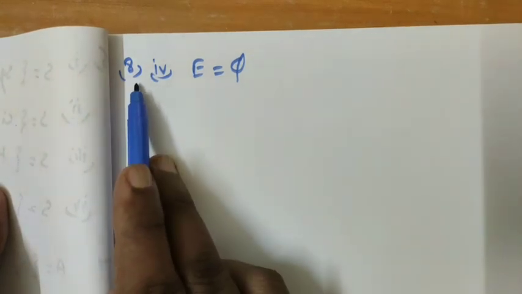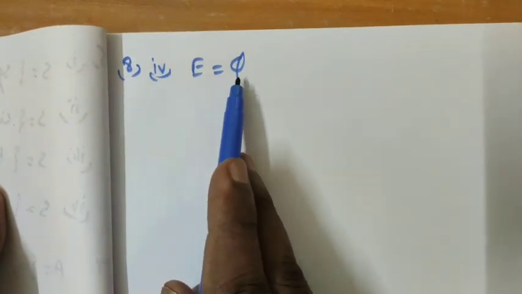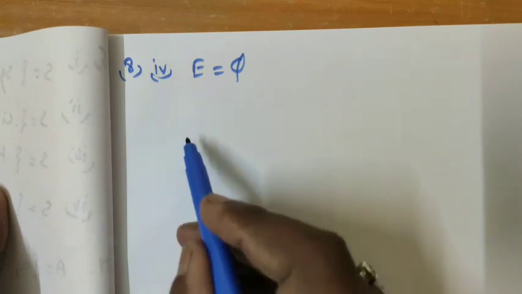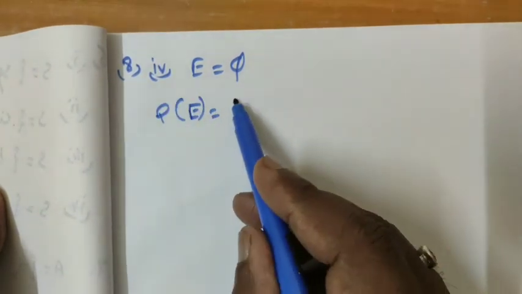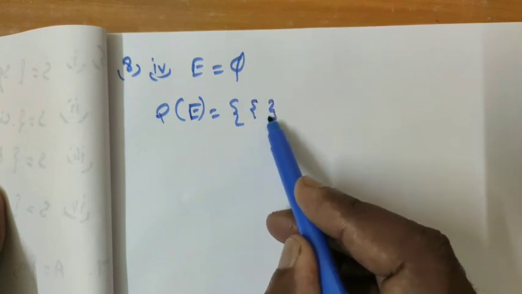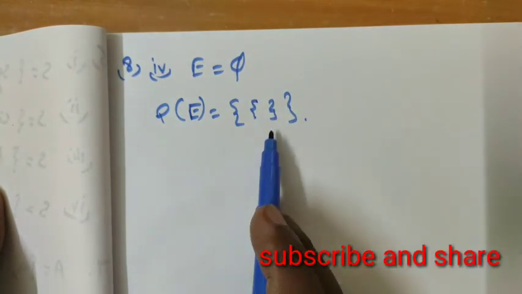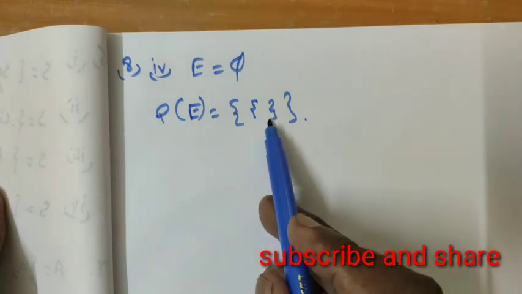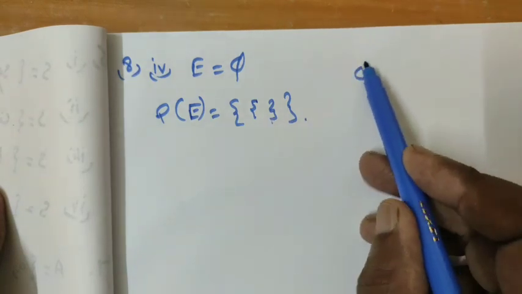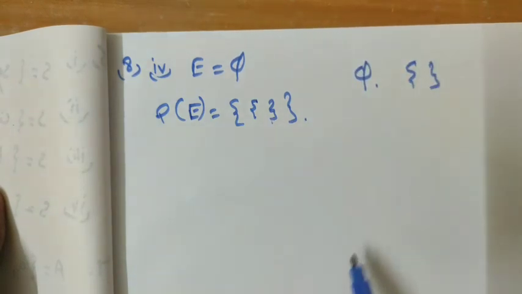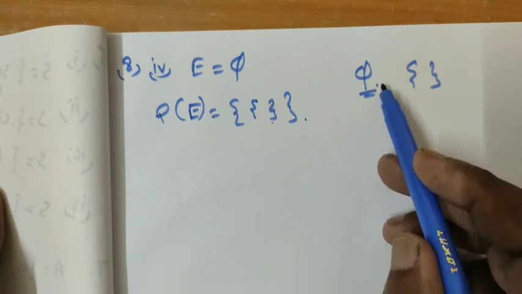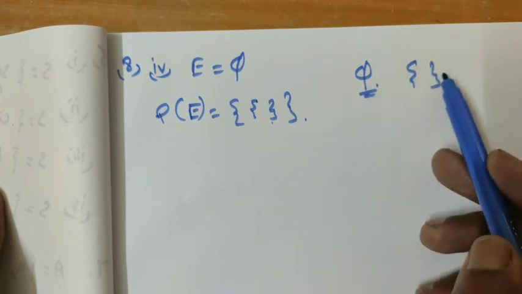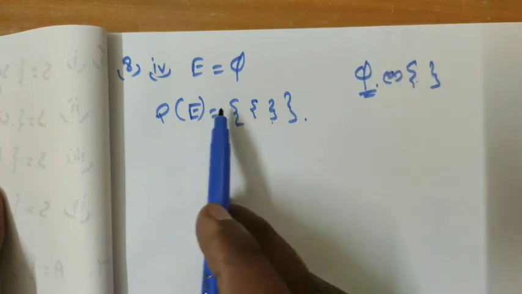Okay, the last, Roman number 4, E is given as pi. There are no elements, so the power set of E is the empty set only. And before also we can use the empty set. Either you can use the pi symbol or the curly bracket symbol, right? Last sum we have used the pi symbol for the first set, empty set. You can use this also. Either you can use this or that.